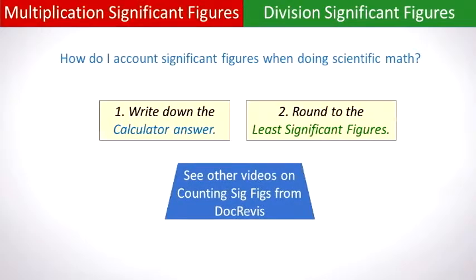There you have it, the rules of significant figures when doing scientific math or scientific manipulations and scientific operations of multiplication and division. And there are only 2 rules. Write down the full calculator answer and round to the least sig figs.